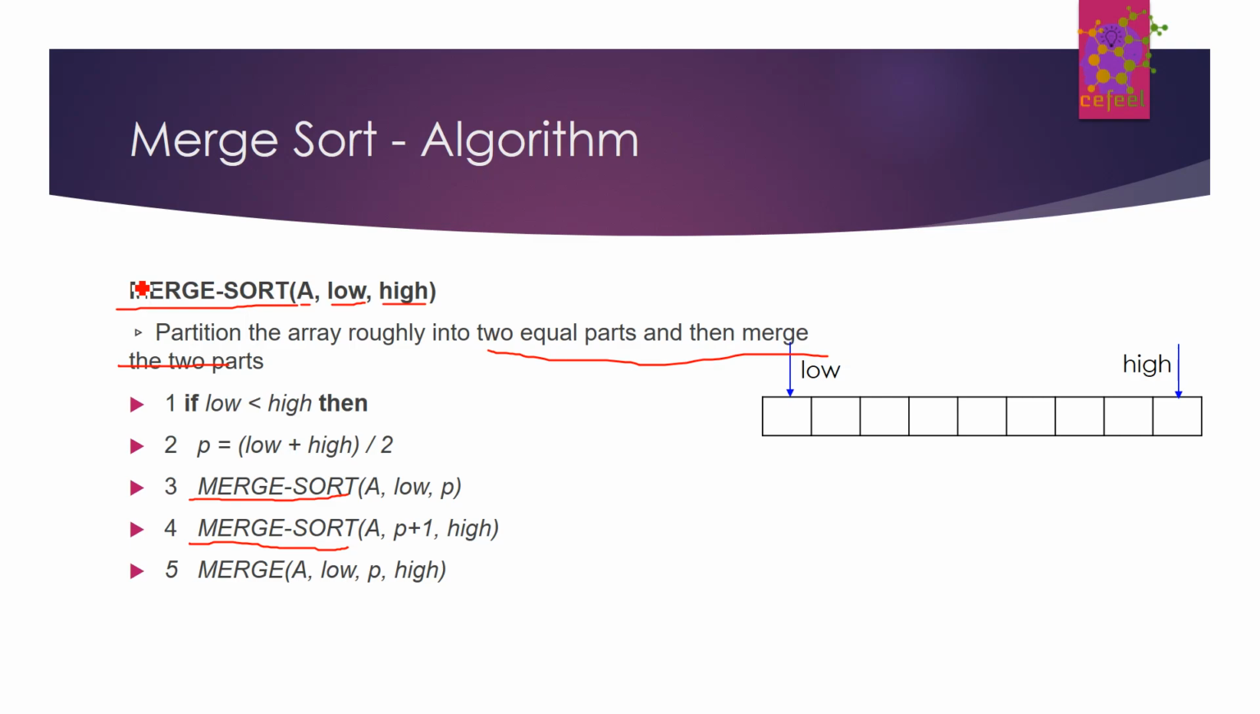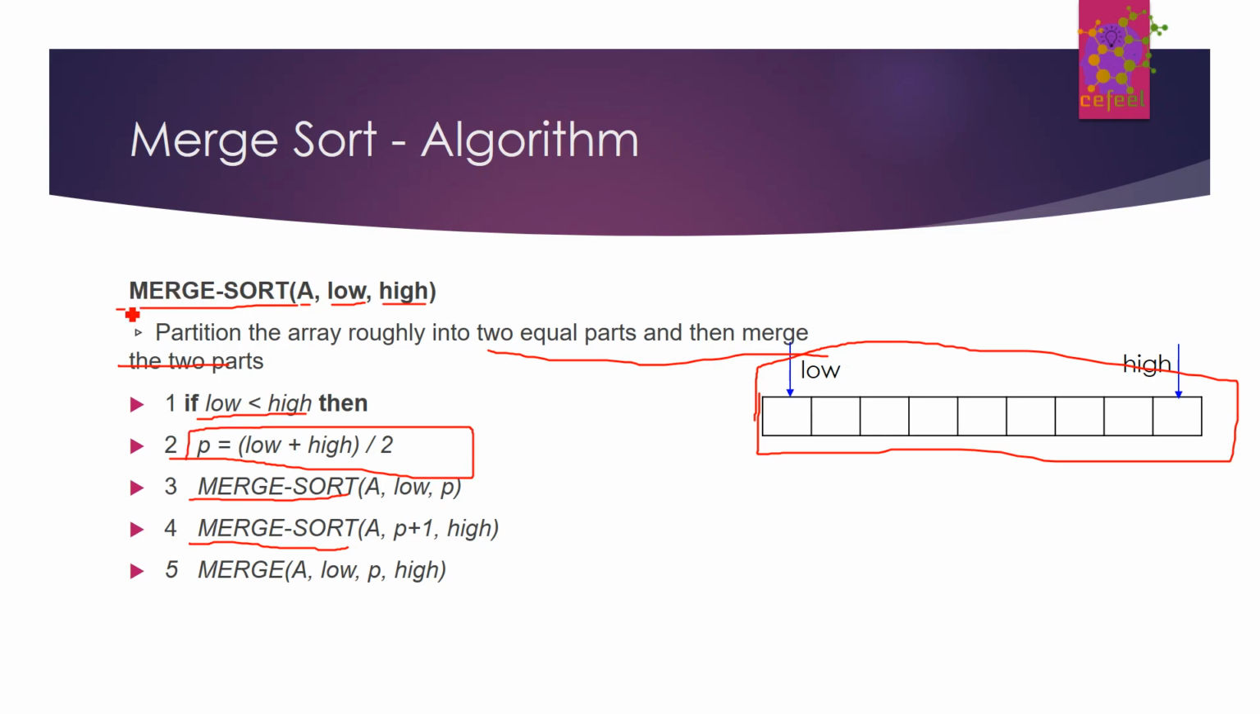In fact, till low is less than high, we just keep partitioning the array, which means if low is less than high, the array has at least two elements, then only low will be less than high. What we do is first we calculate p. P is an intermediate variable that points to low plus high by 2, which means the midpoint of the array, something like this.